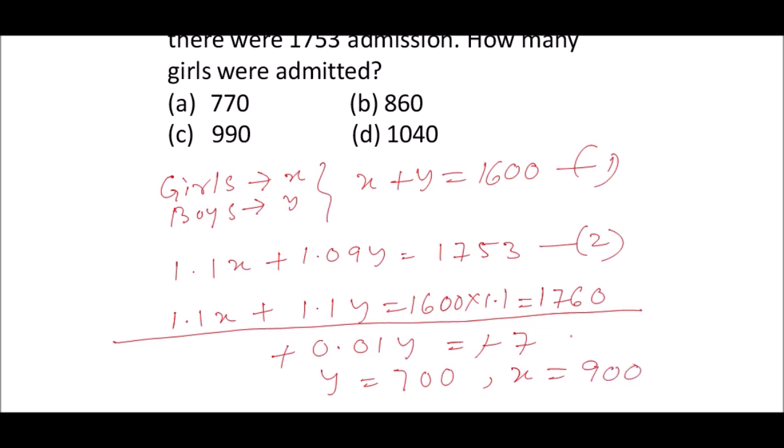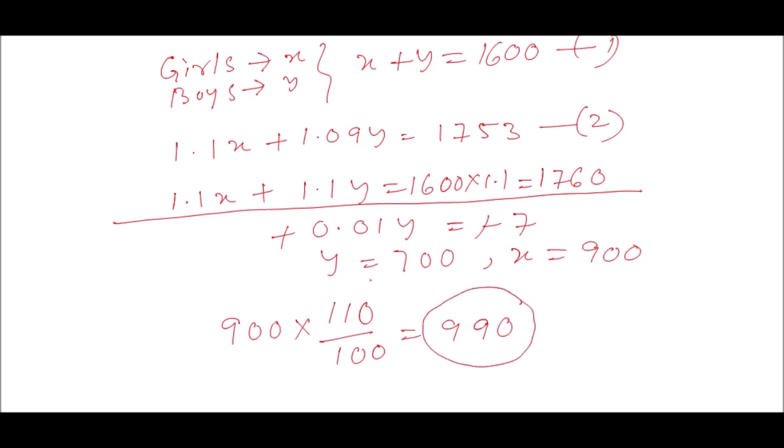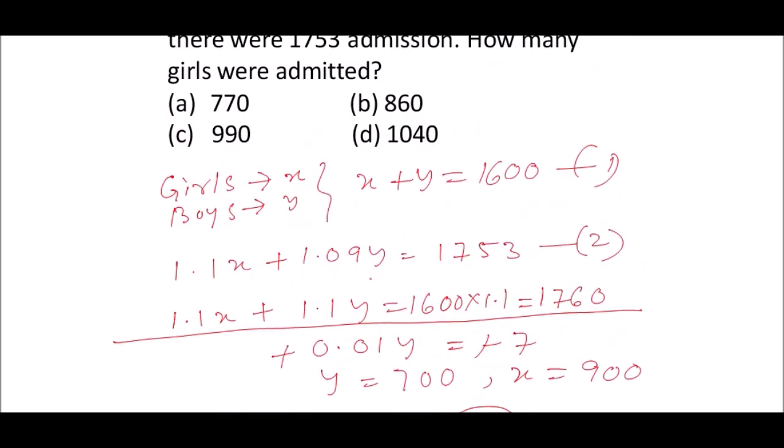According to the equation, the admission of the girls was 10% more in the next year. Therefore, 900 with a 10% increment, 110 divided by 100, gives 990. This many girls were admitted in the next year. Therefore, option C is the correct option.